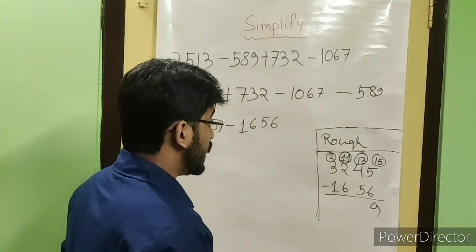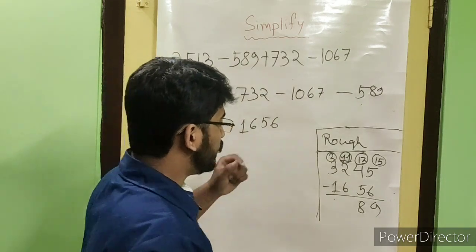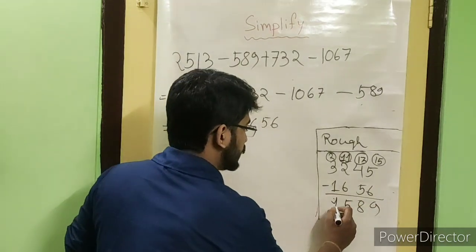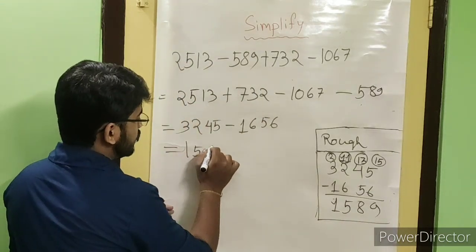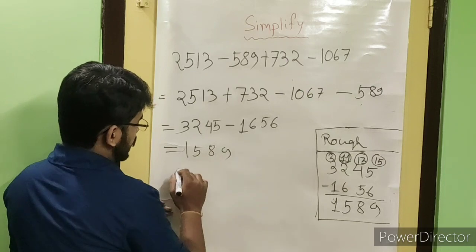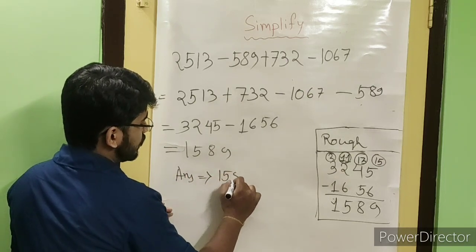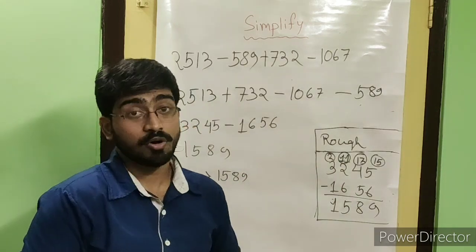13 minus 5 equals 8, and 11 minus 6 equals 5, and 2 minus 1 equals 1. Okay, so the answer is 1589. Answer 1589. But students, I have done this calculation orally.